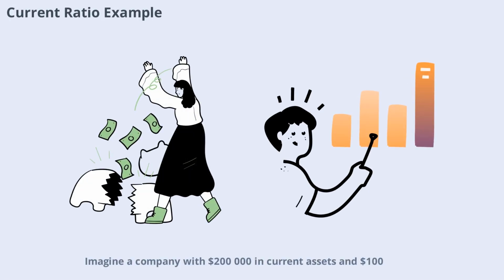Imagine a company with $200,000 in current assets and $100,000 in current liabilities. The current ratio would be 2, meaning the company has twice as many assets as liabilities. This suggests strong liquidity and a good ability to pay short-term debts. However, if the ratio were much higher, say 5, it might indicate that the company is holding too much cash or inventory, which could be invested elsewhere for better return.